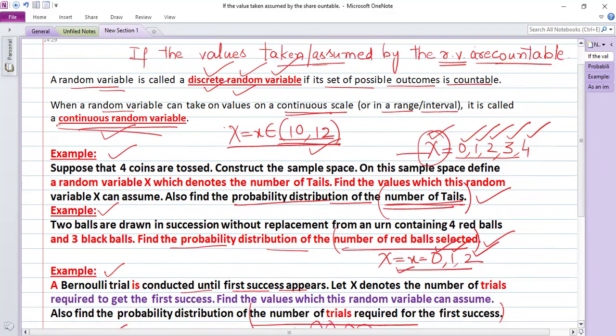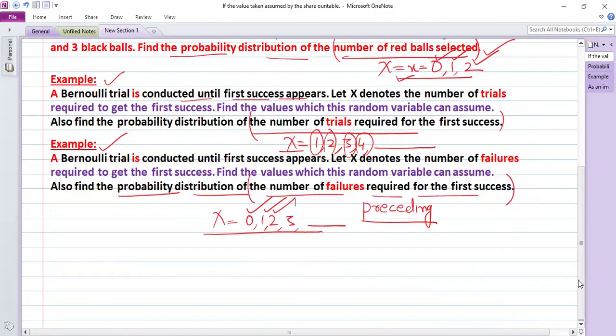And what is a continuous random variable? Actually, time is an example of a continuous random variable. How? Suppose we are calculating the age of a person whose birth date is, say, 13th March 1980.